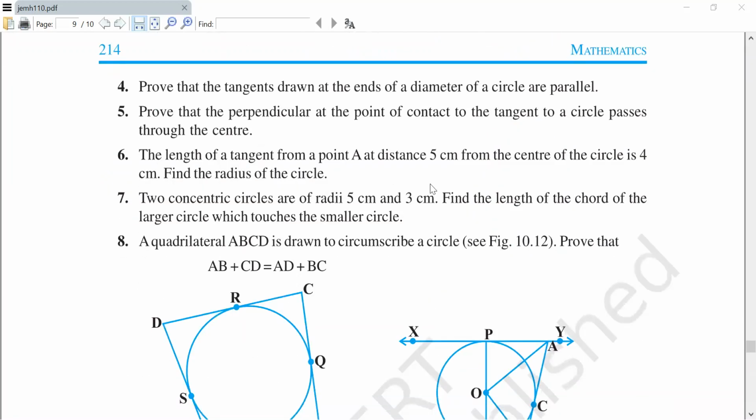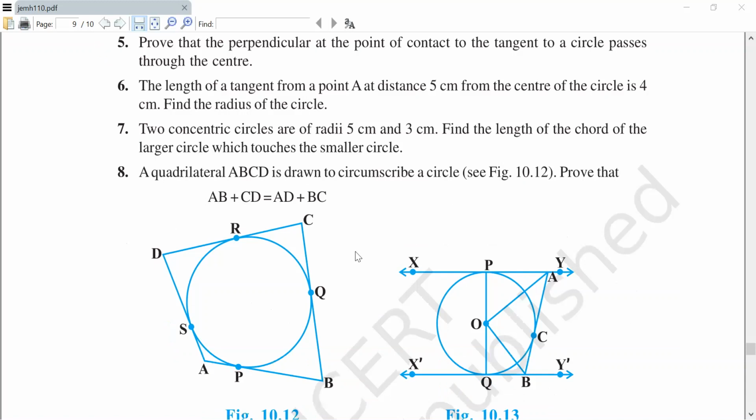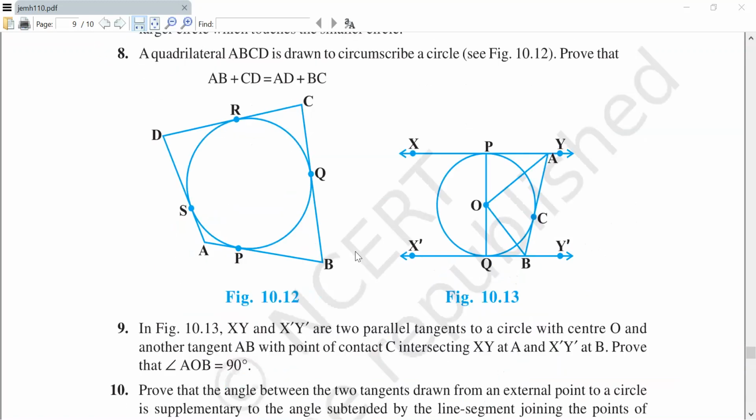4 and 5 we will come to later. These are the two proof questions. We'll come to them later. Move on to question number 6, we have seen. Question number 7 is an interesting question. 7 also we will come back to later. Question number 8 is a very simple proof.